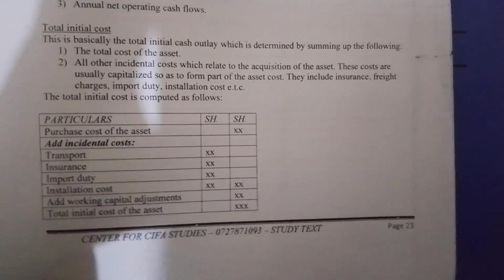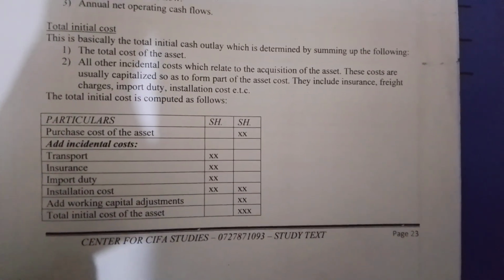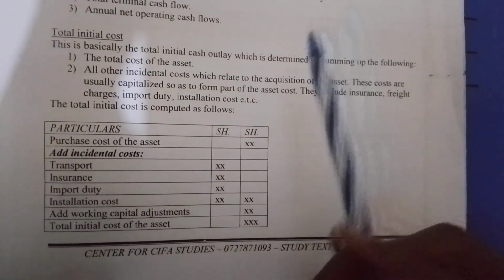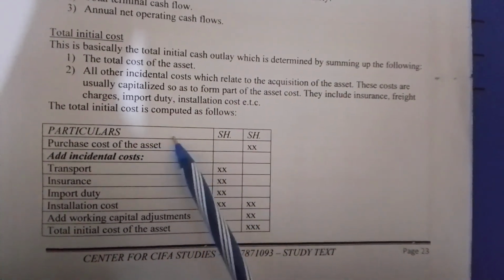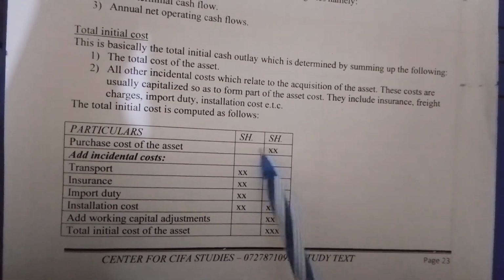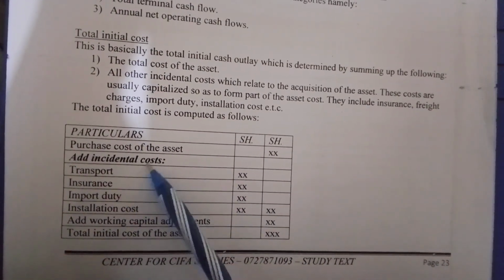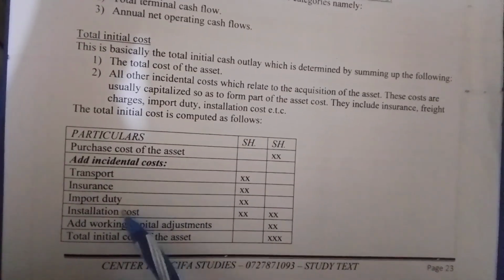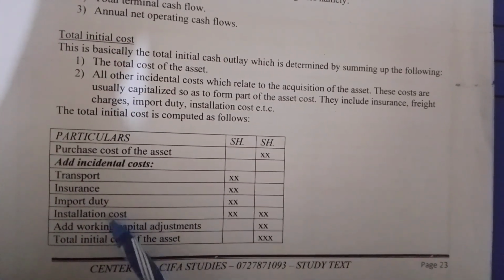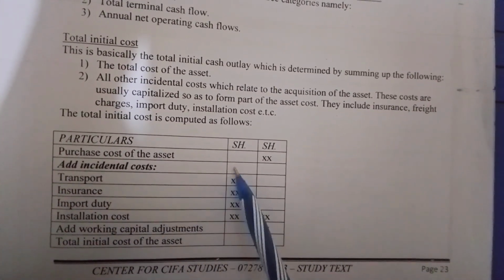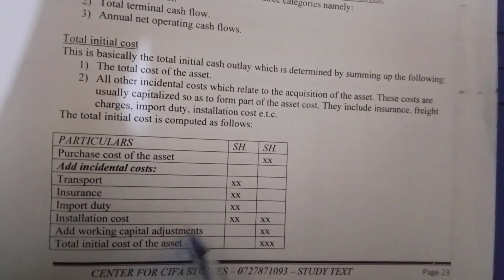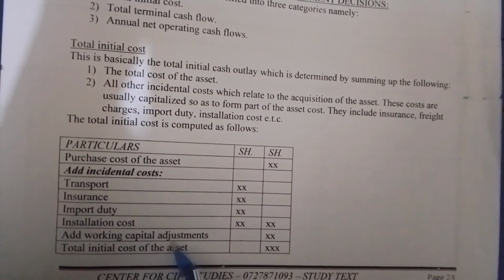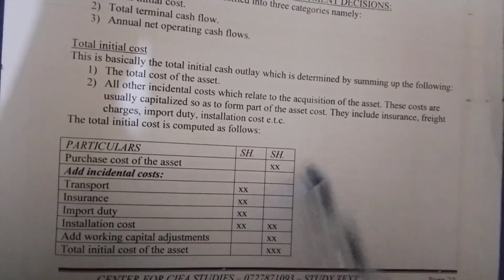The total initial cost is computed as follows. You can see the format there. You will be picking the purchase cost of the asset, then all incidental costs like transport, insurance, import duty, installation cost. Sum up all this, you get a certain figure here. Then you add working capital adjustments.